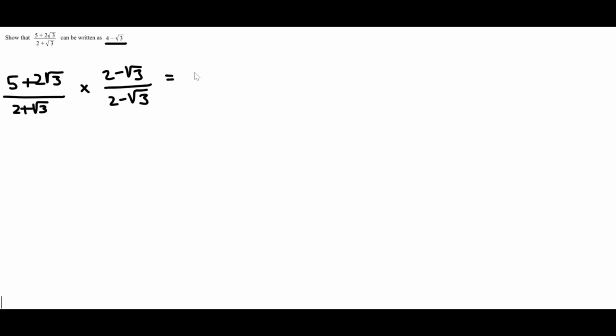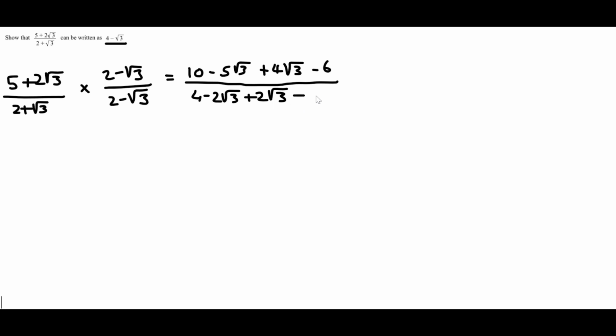Now multiplying across, we get 10 minus 5 root 3 plus 4 root 3. Plus and a minus is a minus, 3 times 3. So 2 times 3 is 6. Over 4 minus 2 root 3 plus 2 root 3 minus 3.